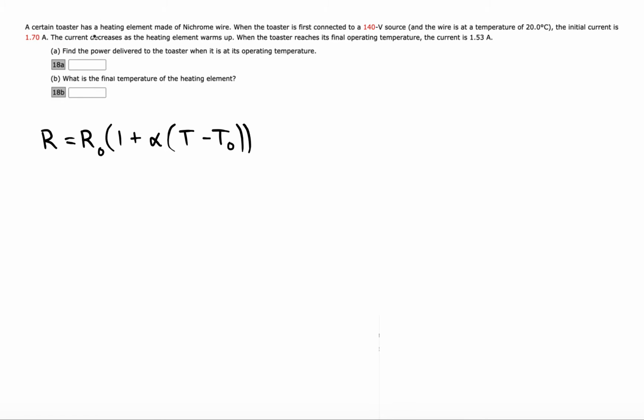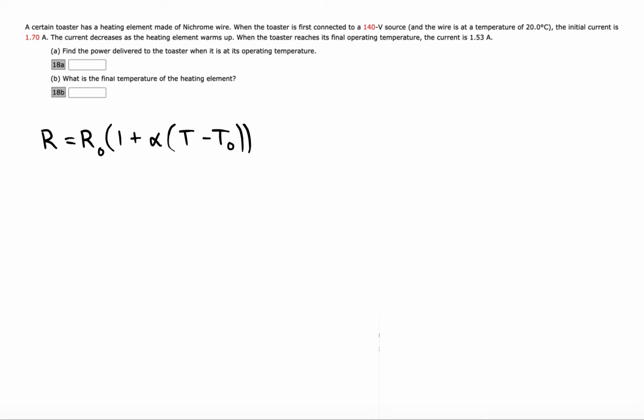It says a certain toaster has a heating element made of nichrome wire. When the toaster is first connected to 140 volts and the wire is at a room temperature of 20 degrees Celsius, the initial current was 1.7 amps. Now the current's going to decrease as the heating element warms up naturally, because the resistance goes up, right? And it gives a final current at the final operating temperature.